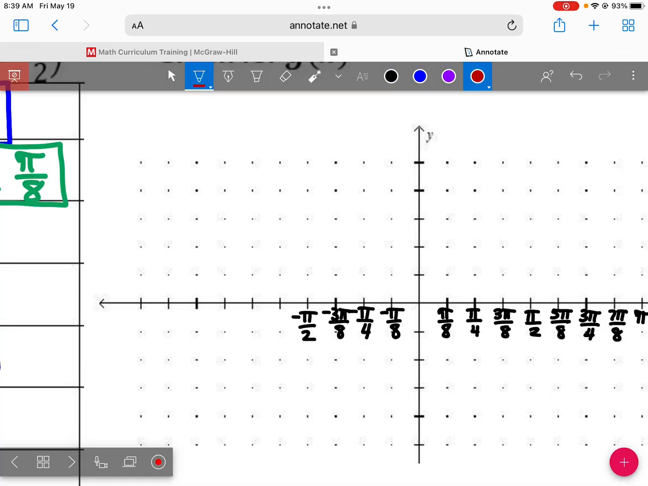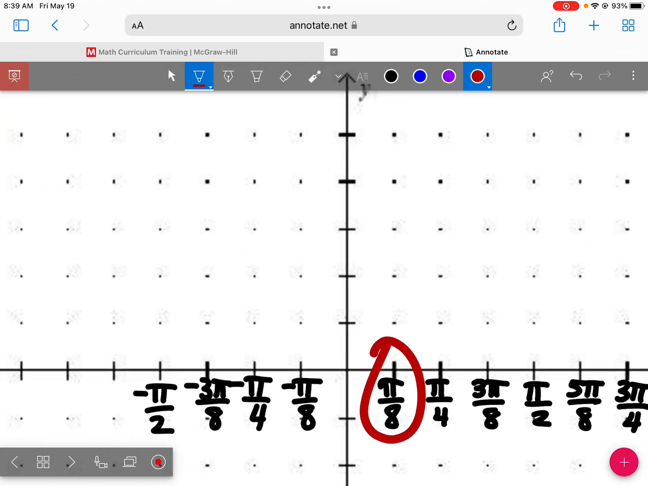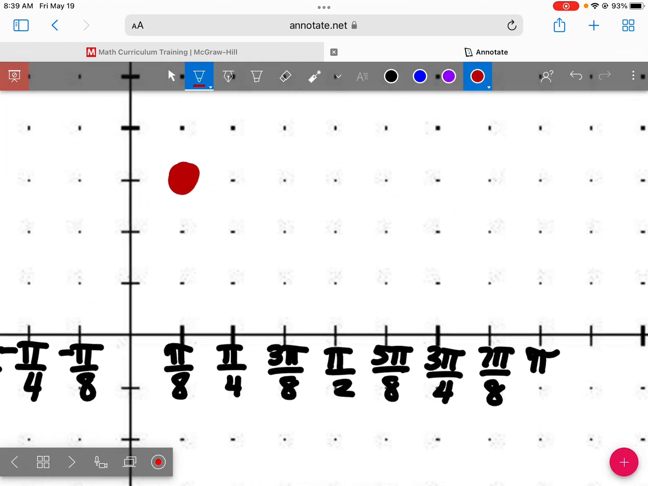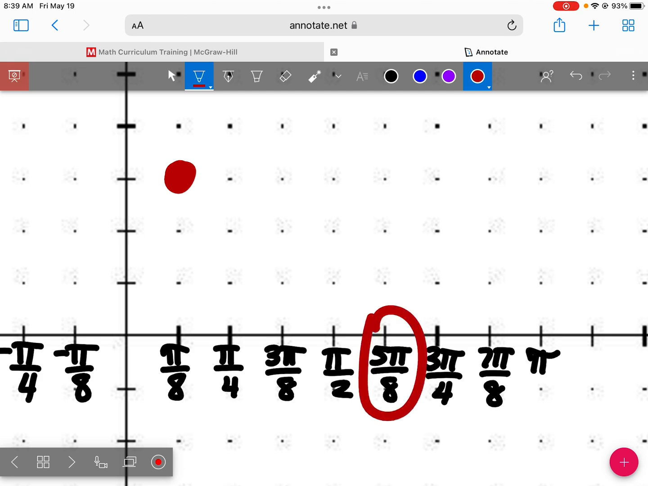Left endpoint happens at pi over 8. Left endpoint is a maximum, right? So it goes up to 3. 1, 2, 3. So we're right here. Right endpoint happens where? 5 pi over 8. That is also a maximum, so it's going to go up to 3 as well, whatever my amplitude is.